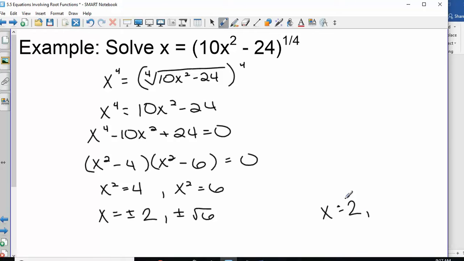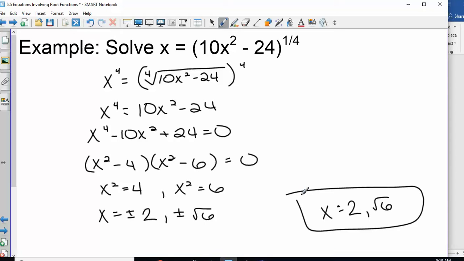Now you check your radicals. So 10 times the square root of 6 squared minus 24 to the 1/4. It gives you a decimal. Type in the square root of 6. Are they equivalent decimals? Yeah, so radical 6 works. What if you put in a negative radical 6? Do you get a negative decimal out? No. So only the 2 positive answers work. And we talked how a lot of times when you're checking, the things that won't work will be the negatives.